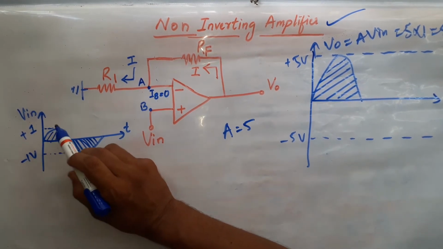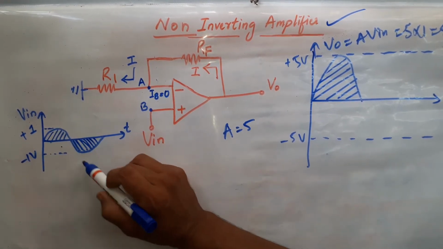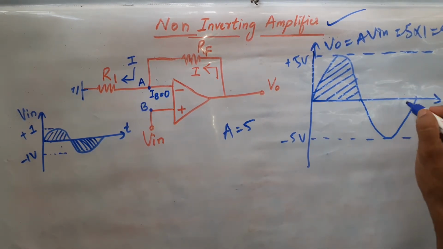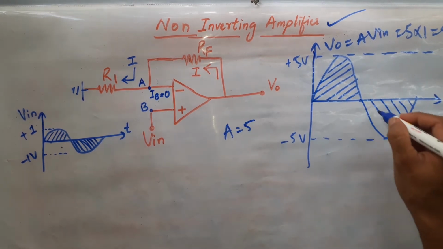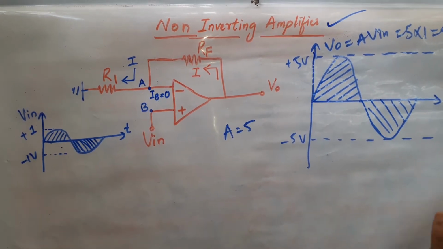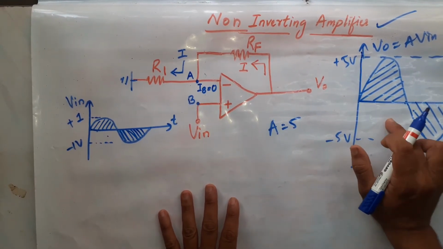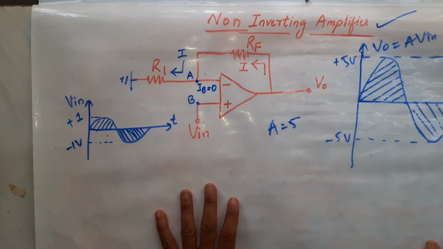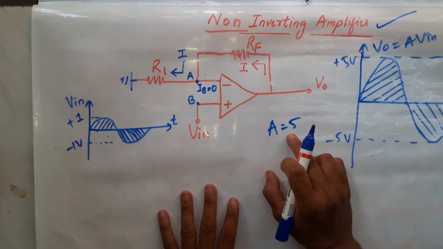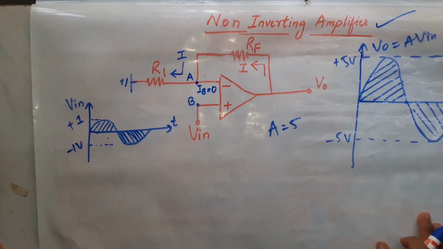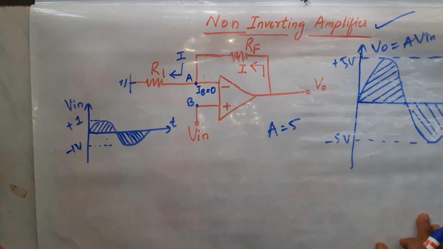Now for the negative half cycle you will get a negative half cycle like this. Understood? So this is how you will get a non-inverted output which is amplified. Now if the gain is varied, your amplitude will vary. Now how to vary this gain, and what is gain, and the equation to obtain the gain, we will see now.